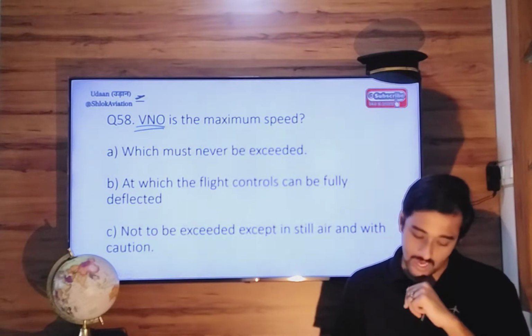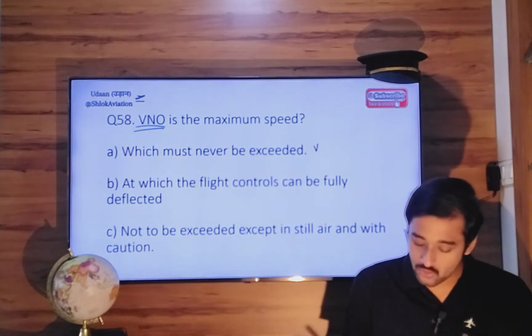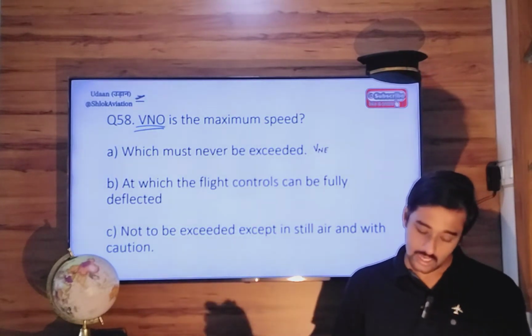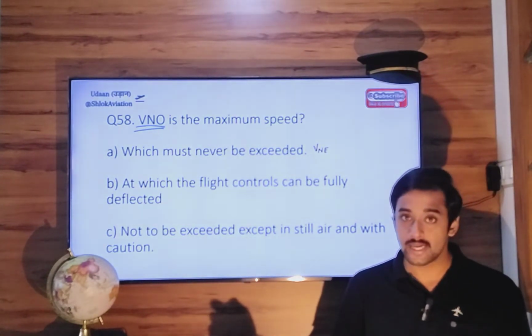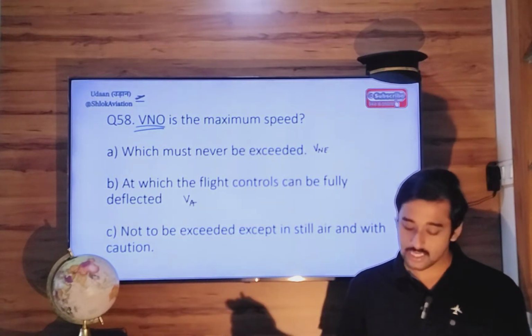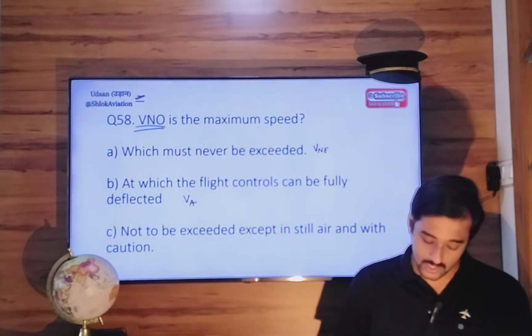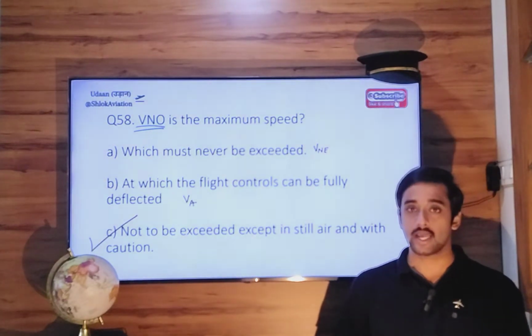So VNO is the maximum speed which must not be exceeded. That is VNE, not VNO, at which flight controls can be fully deflected. That is maneuvering speed, not to be exceeded except in still air and with caution. Yes. So option Charlie is the correct answer.